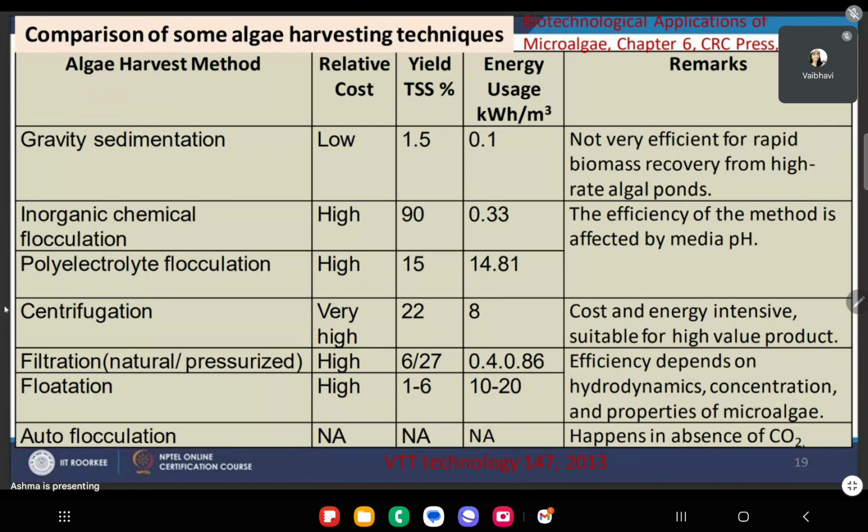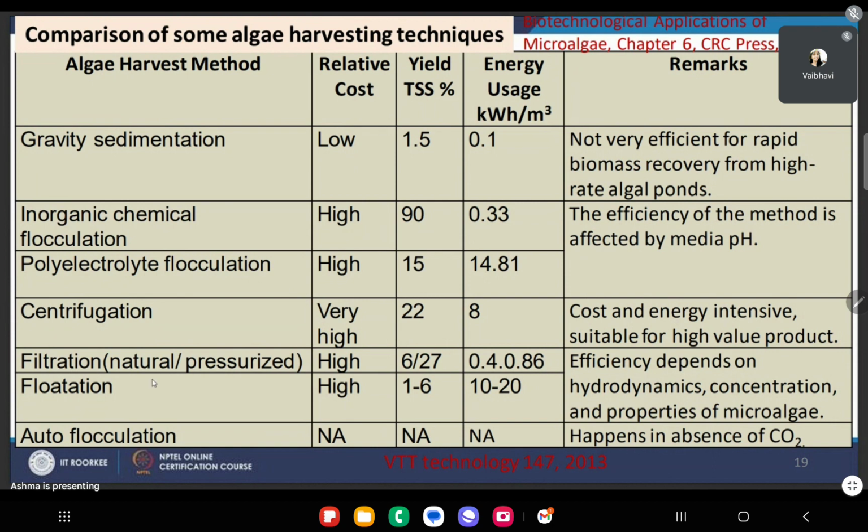Next is centrifugation. Here we need to centrifuge the water, so the relative cost will be very high, and we are getting around 22% yield with an energy requirement of 8 kilowatt hour per meter cube. The remark here is that it is cost and energy intensive, but it is very suitable at a high or commercialized level.